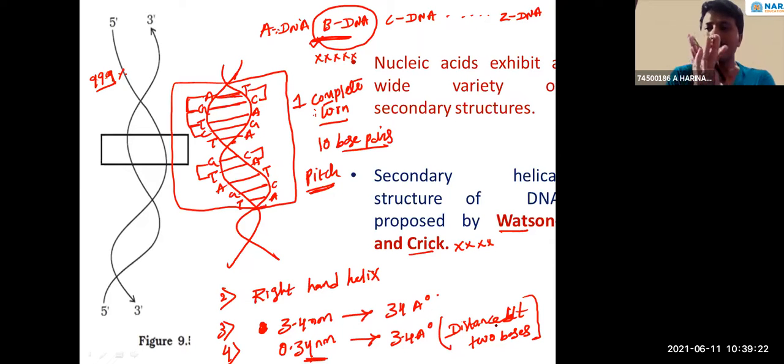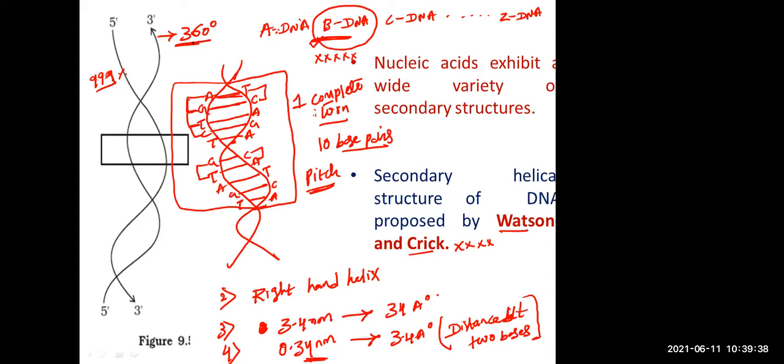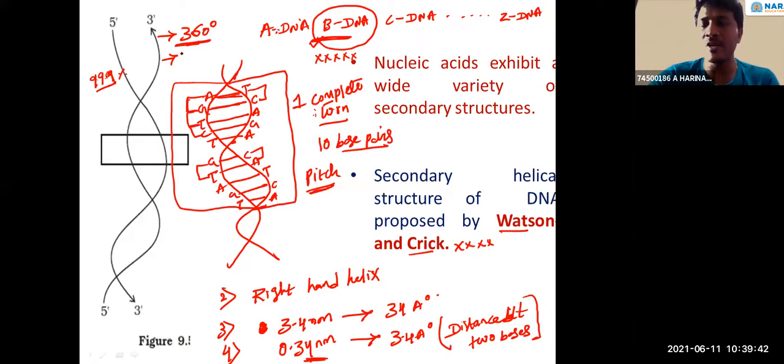One turn, how much does it rotate? It rotates nearly 360 degrees. One turn rotates 360 degrees, right? How many degrees does one base pair rotate?